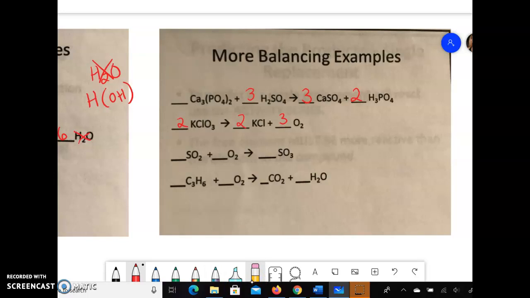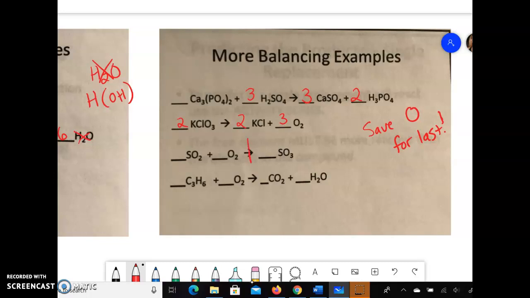All right, this next one, oxygen is the troublemaker. And let me just say, if you can, save oxygen for last. Oxygen tends to be the one that's the hardest to balance because it tends to be in a lot of compounds. Notice that it's in all 3 of these compounds right here.